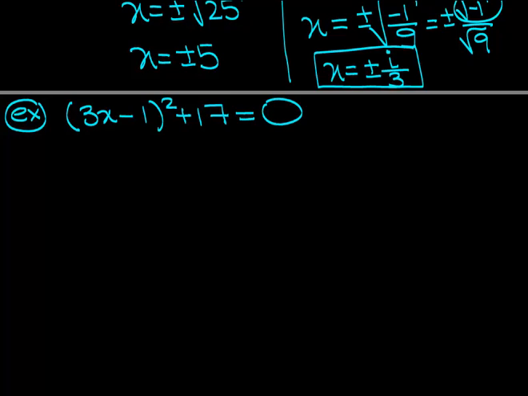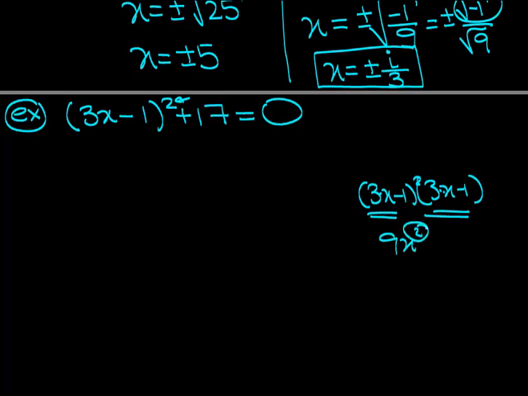Now, what kind of a problem is this? Because of the degree 2, it's a quadratic equation, because if you were to multiply this out, if you take 3x minus 1 times 3x minus 1, because of the square, you multiply twice, and when you multiply the first two terms, you get 9x squared, so you get a quadratic equation. So you know it's a quadratic equation.